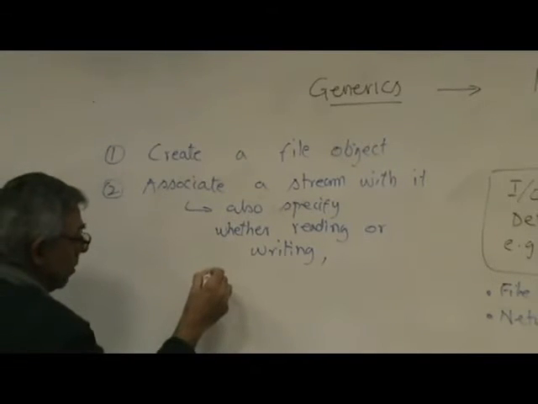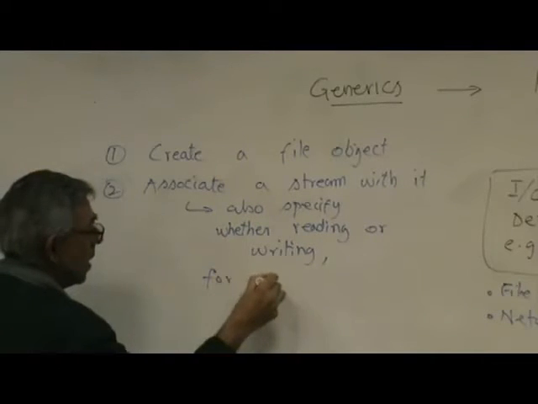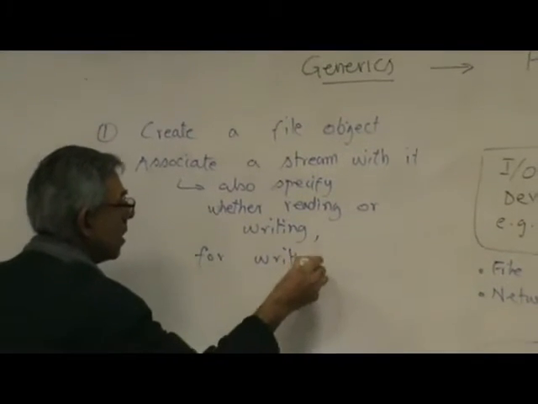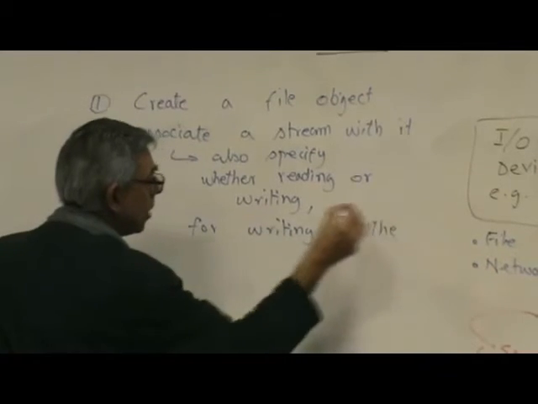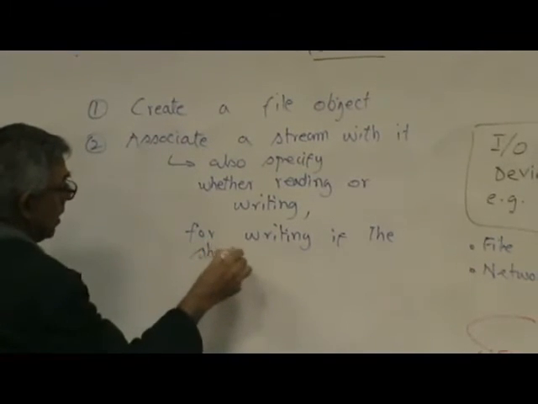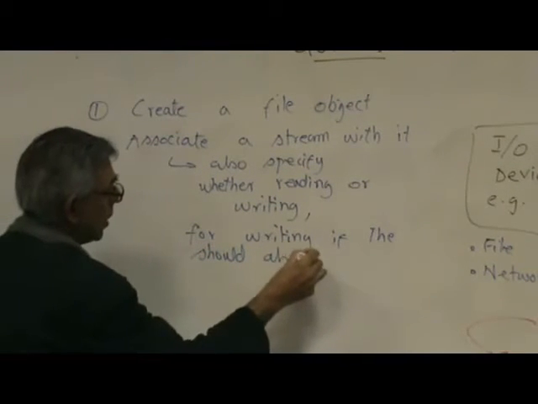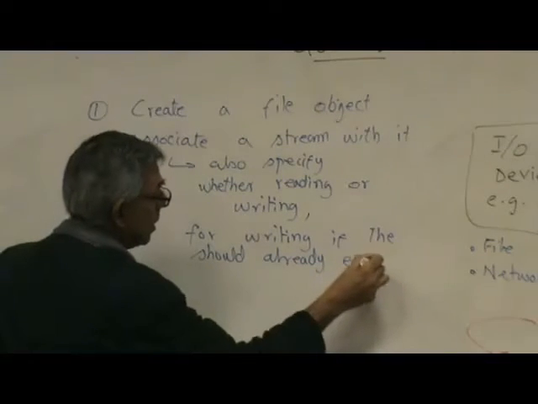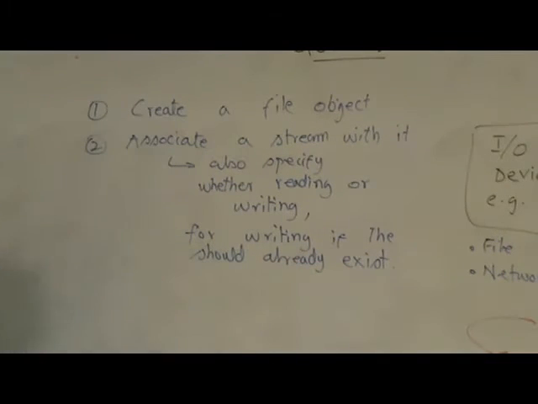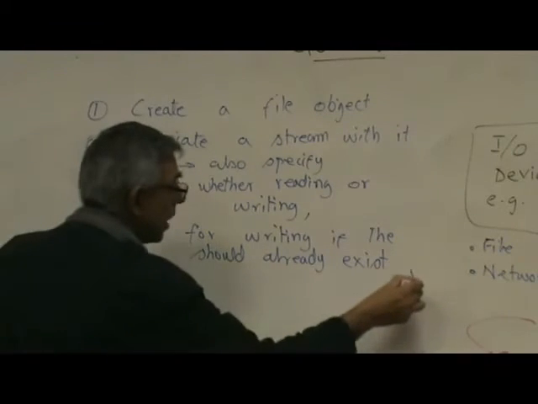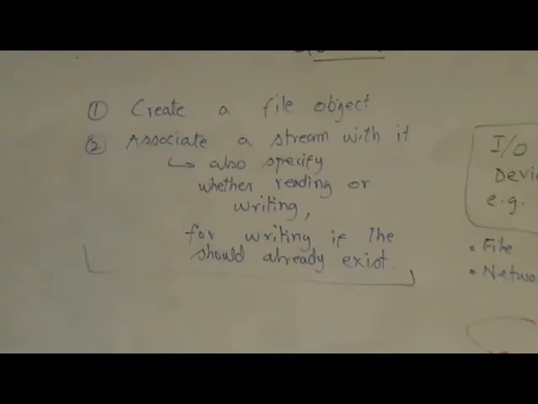Okay, for writing, if the file should already exist. So those type of options we can select. Okay. So anyway, the typical procedure, this is in plain English, right? So now let me show you typical code.